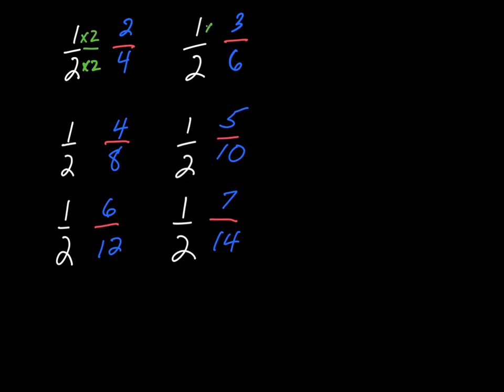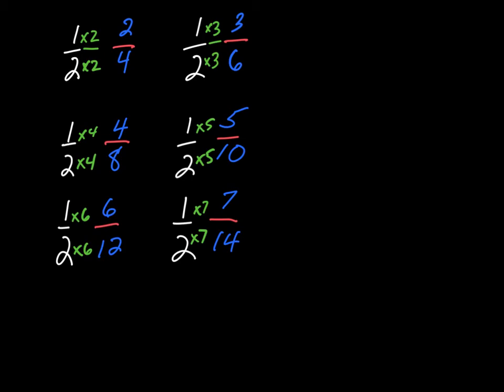You look over here, 1 times 3, 2 times 3. That's how we turn 1/2 to 3/6. Times 4, times 4. Then we do times 5, times 5. Times 6, times 6. And then times 7, times 7.